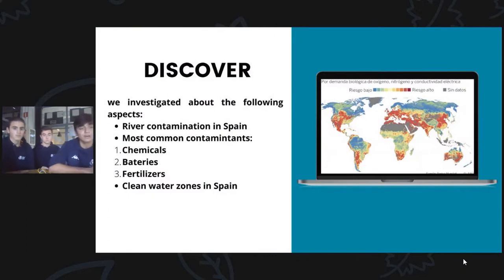First of all, we have the discover. In this part, we have investigated the SDGs, the Sustainable Development Goals. To do so, we have investigated Madrid, one of the cities with the highest quality drinking water network in Spain. In all the areas of the community of Madrid, we have a water supply that is adequate for human consumption, and also of high quality.